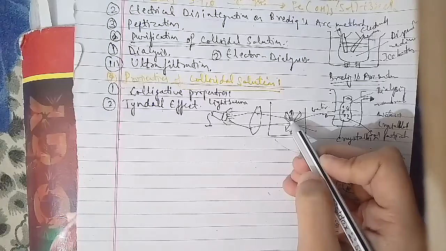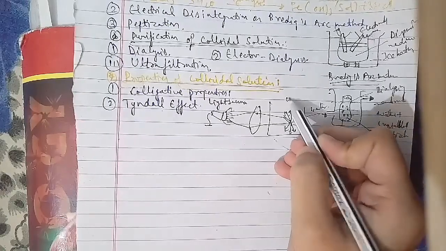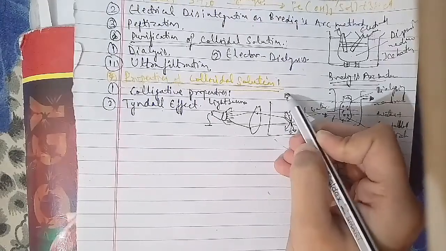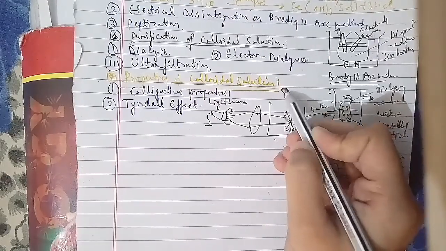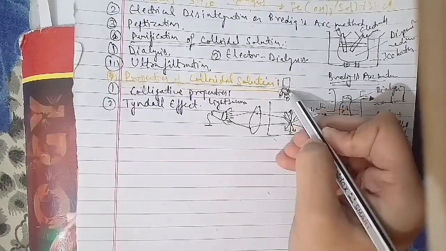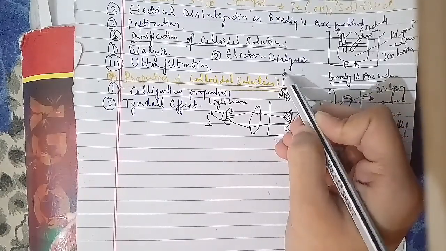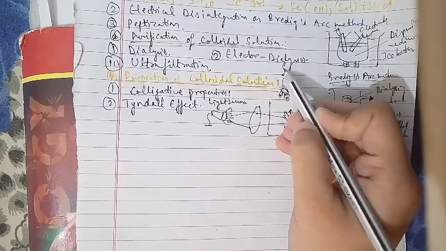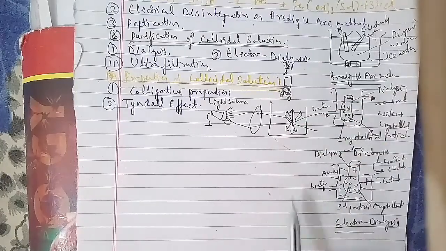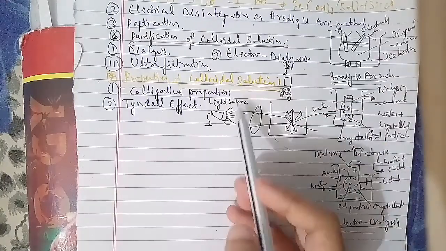The Tyndall effect is observed only when the following two conditions are satisfied, as I told you before. The first condition is that the diameter of the dispersed particle is not much smaller than the wavelength of the light which is used, and the second is that the refractive index of the dispersed phase and the dispersion medium differ greatly in magnitude.